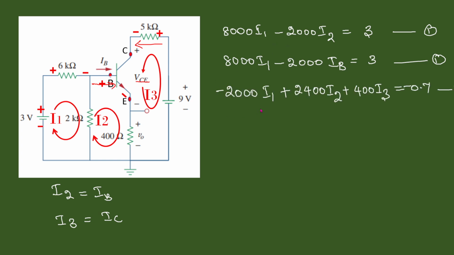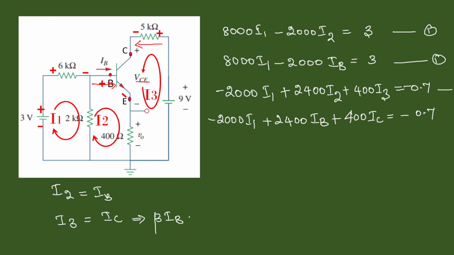So this is our second equation. In this also we can replace I2 and I3 by IB and IC respectively. So it is minus 2000 I1 plus 2400 IB plus 400 IC, that is equal to minus 0.7. In this, we know the relationship between IC and IB, isn't it? It can be written as beta times IB. We know that this beta is 150. So 150 times IB, like that we can write.